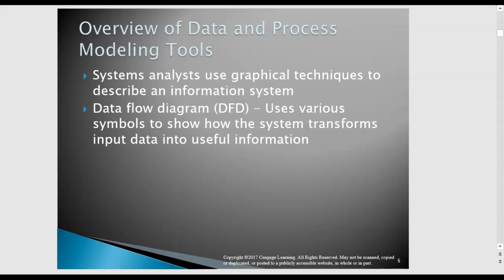A DFD uses various symbols to show how the system transforms input data into useful information, and how the data moves through the system, but it does not necessarily show program logic or the processing steps. We essentially use a DFD to see how the data flow is managed and how it is stored. It shows what a system does, but it does not necessarily show how it does it. So at this level, in this layer, we are referring to processes as essentially a black box.